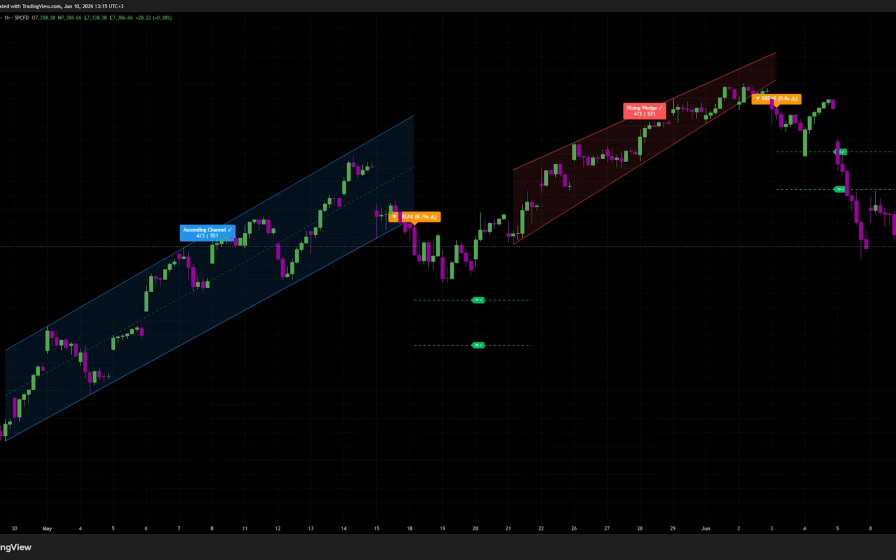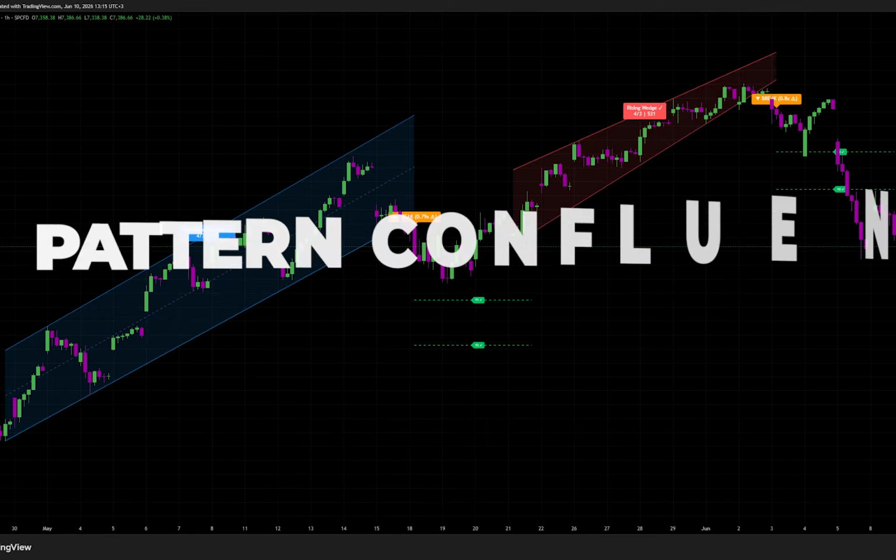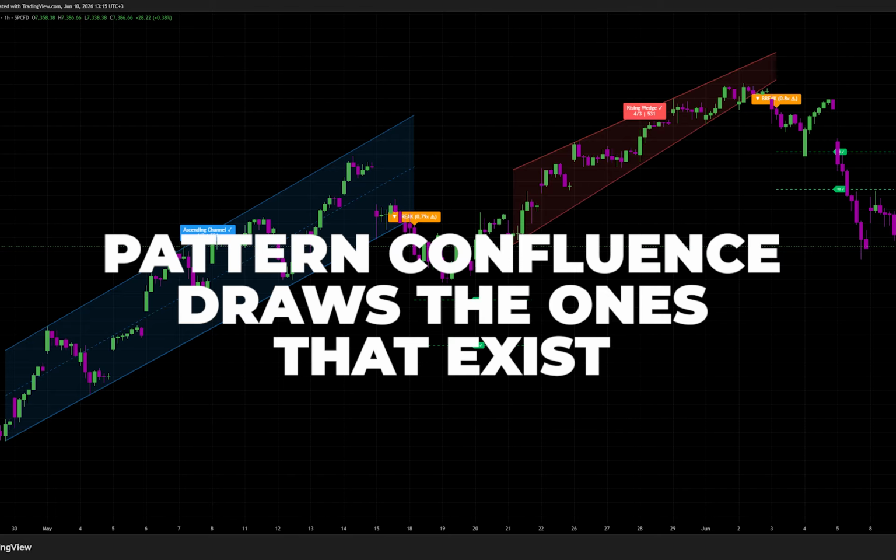Every line is anchored precisely from a swing point to a swing point. No subjectivity, no manual drawing, no "does this line look right?" The structure is either there or it is not. This alone removes the biggest source of error in pattern trading, your own bias. Because when you draw patterns manually, you draw the ones you want to see. Pattern Confluence Pro draws the ones that actually exist.